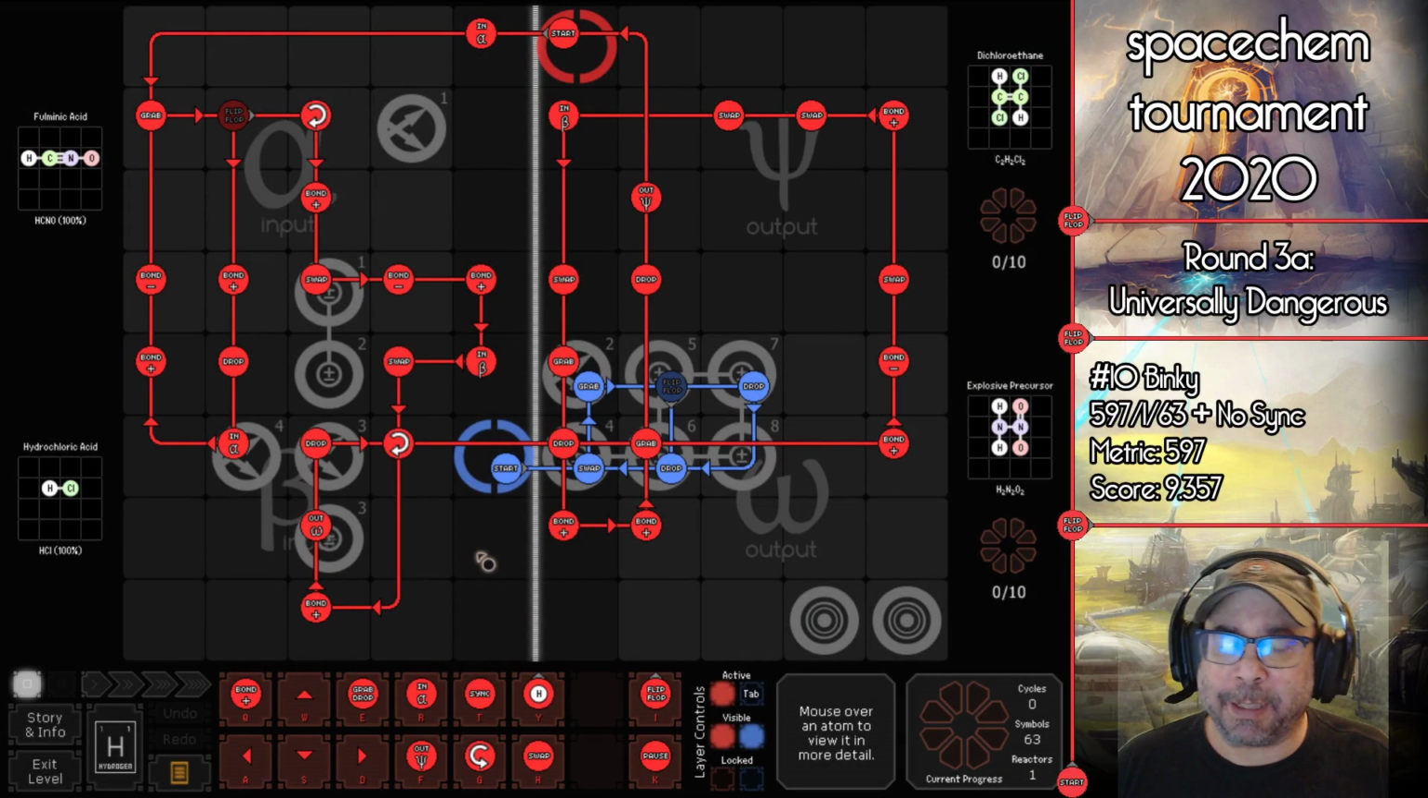10th place is by Binky with this beautiful thing. Just go take a look at it. This one has 3 swappers in the input zone and 1 swapper in the output zone. And no sensor used at all.